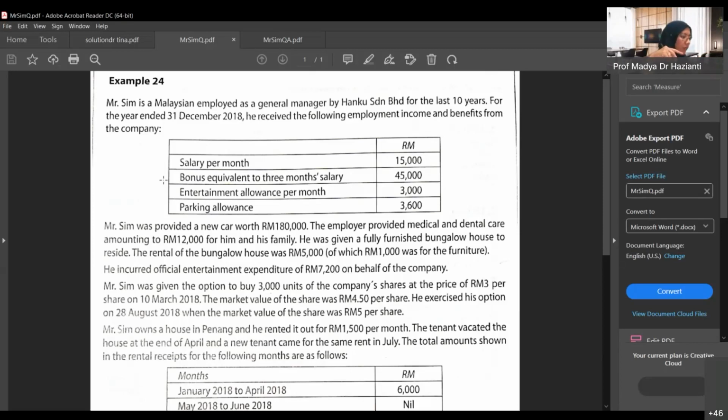Okay, what about parking allowance? Is parking allowance taxable or exempted? Who remembers? Taxable, right? Parking allowance is exempted. Parking allowance is not included.